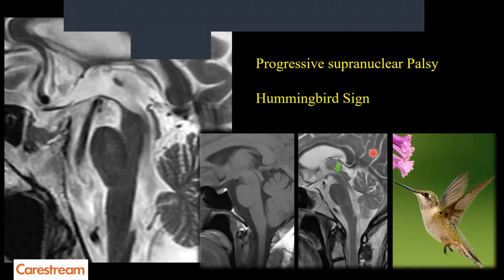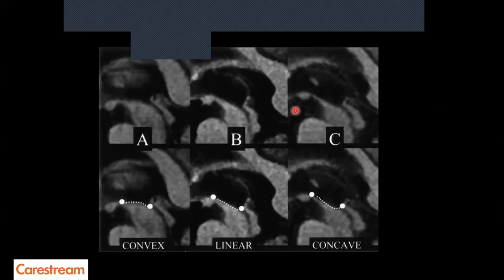If it is less than 0.24, this is most of the time seen with progressive supranuclear palsy. And you see flattening of the upper margin of the midbrain, which normally should be convex, and that is called the hummingbird sign. So these are the three generic classifications: convex upper margin, linear upper margin, and as it atrophies more, there will be concavity of the upper margin of the midbrain.